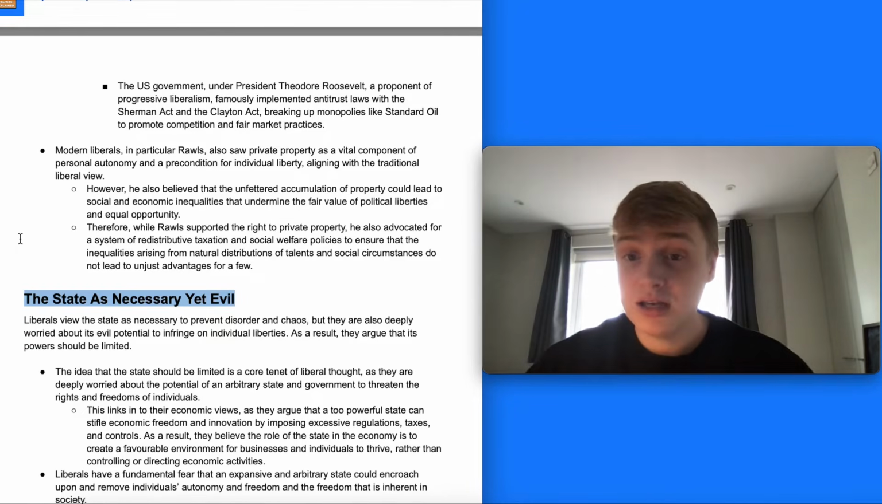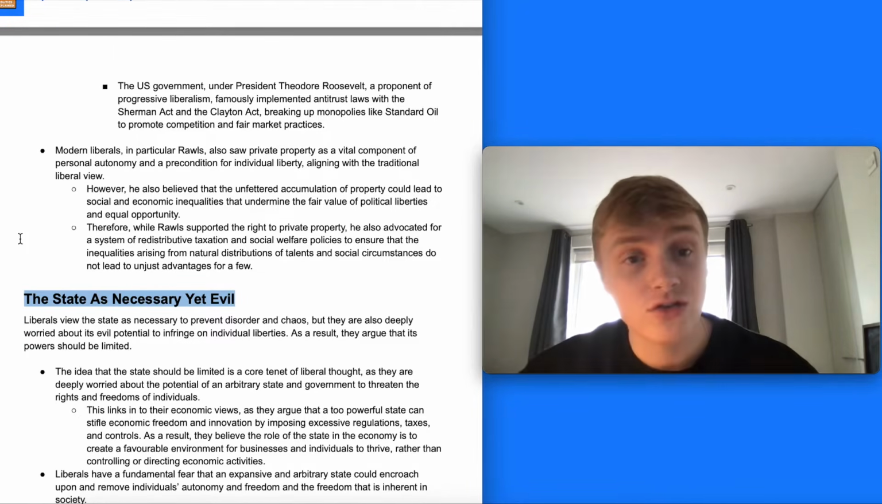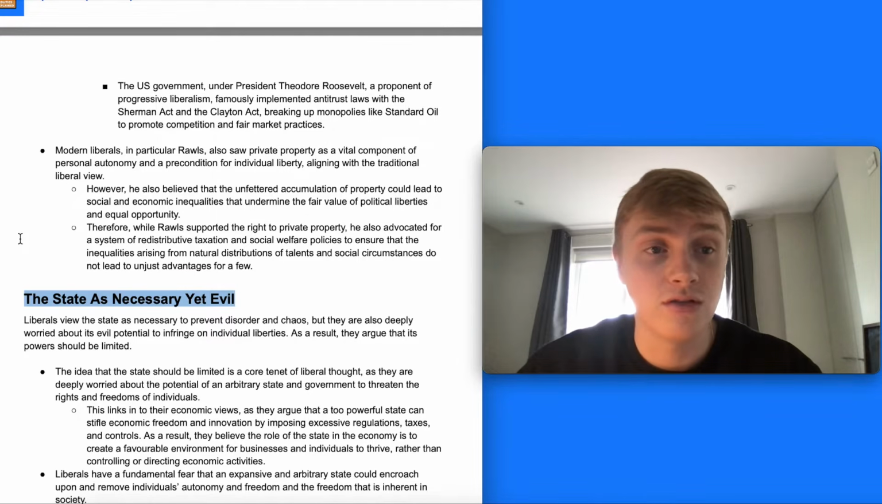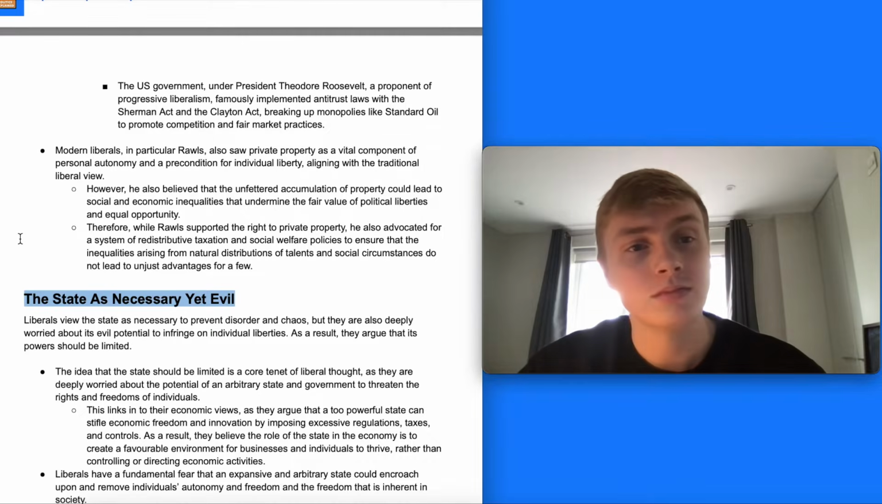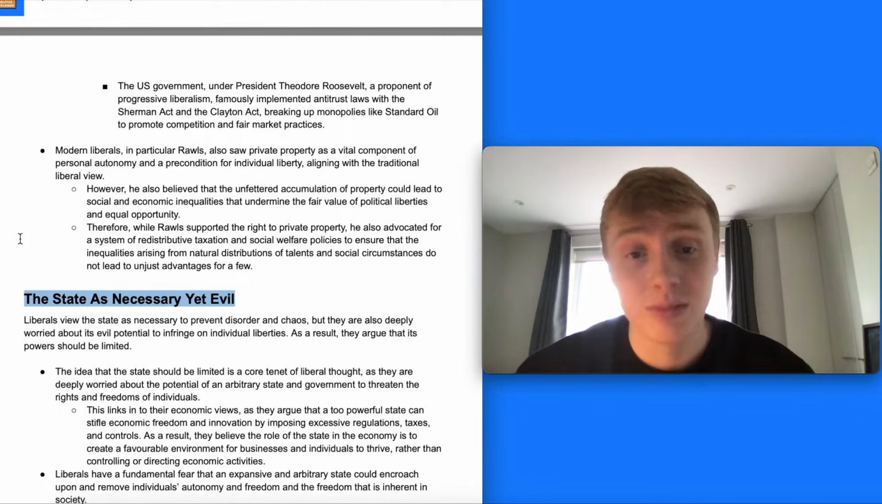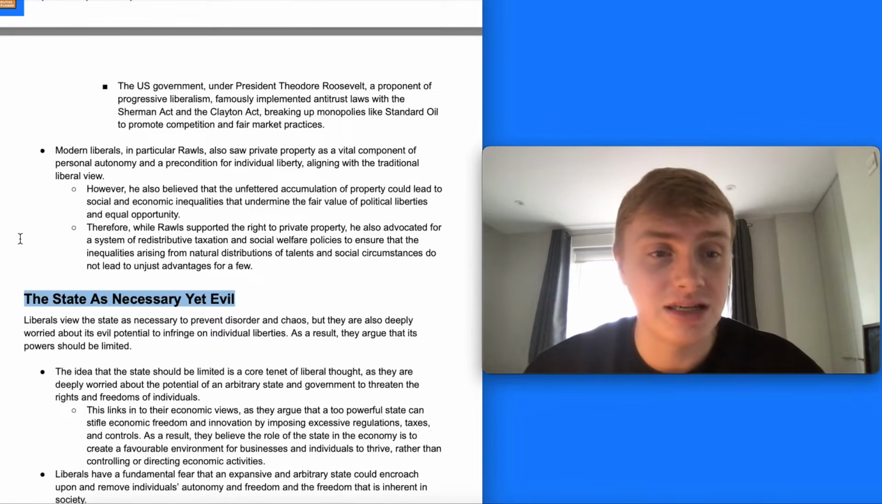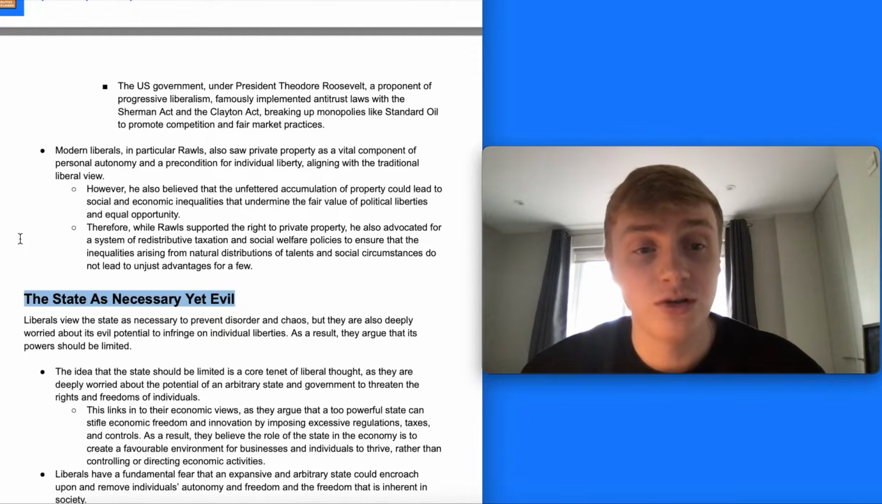In terms of private property, modern liberals really continue to support it. They agree that it's a vital component of personal autonomy and a condition for individual liberty, so they align with this classical, traditional liberal view. But they do believe that the unfettered accumulation of property can lead to social and economic inequalities that undermine the fair value of political liberties and equal opportunity.